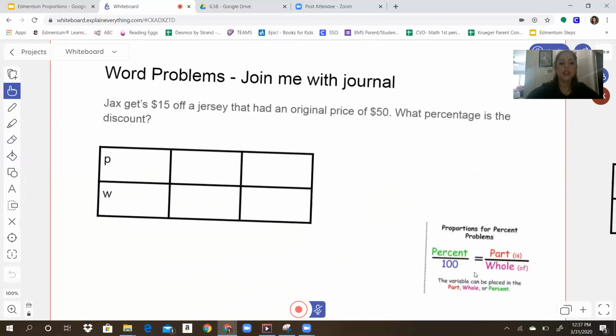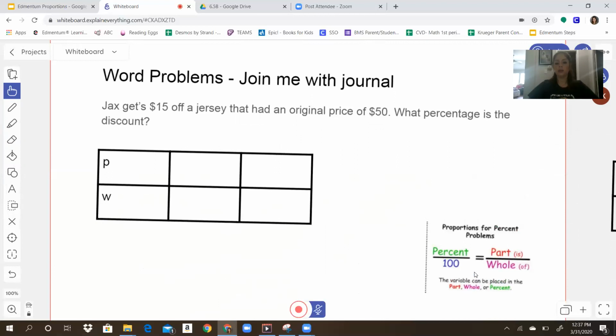Okay, Jax gets $15 off of a jersey that had an original price of $50. What percent was the discount? So you probably could tell me right away how much he paid, but that's not what we're looking for. The question wants to know what was the percentage of the discount. So that means that this problem has given us a part and a whole, and we're looking for percent.